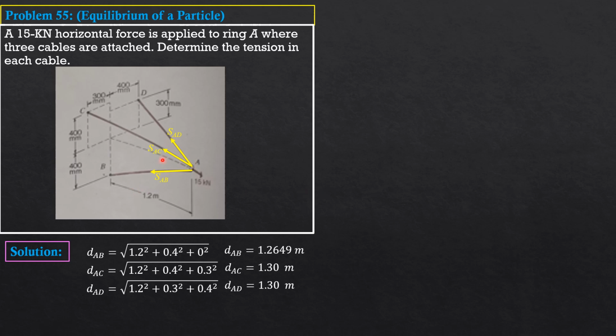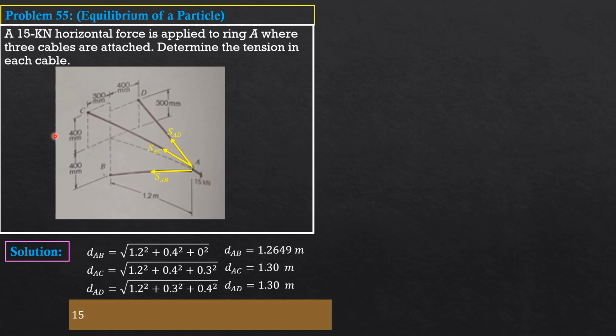So first equation, summation of forces along x. Remember that we imagine this is the x-axis going in that direction as positive, or going to the right as positive. So 15 equals S_AB times 1.2 over distance 1.2649, plus S_AC times 1.2 over distance AC, plus S_AD times 1.2 over distance of AD, which is 1.3. Call that equation 1.